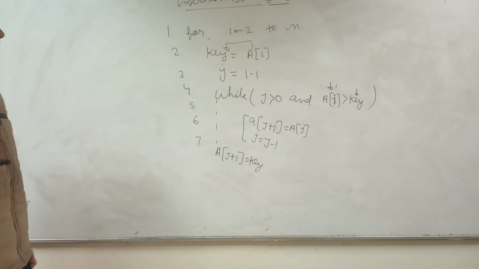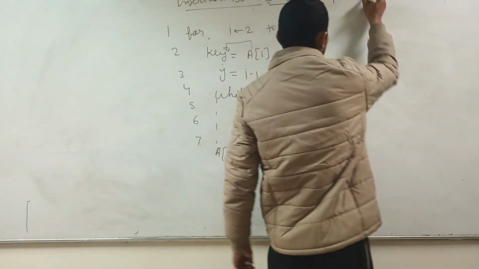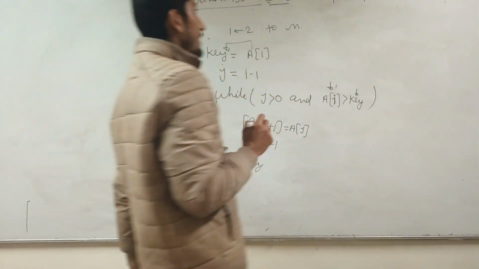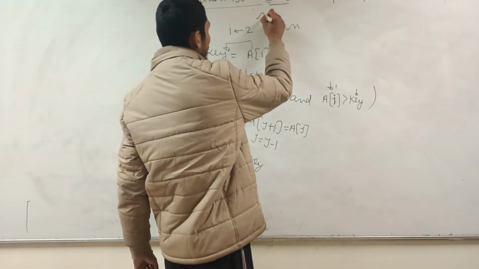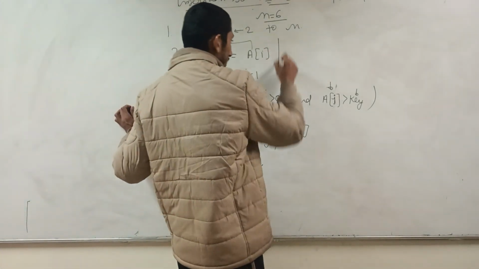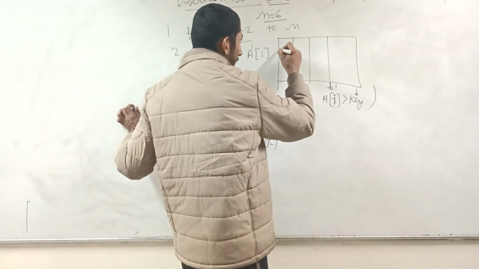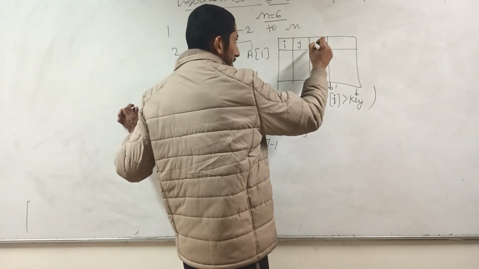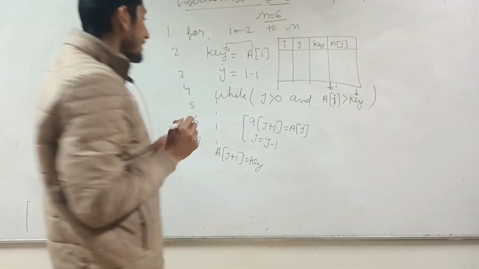Let me run the algorithm for you. Let's say the elements are 13, 1, 4, 9, 6, 2. So what is the value of n? The value of n will be 6. It is better to make a table like this. Here I will write the value of i, here the value of j, here the value of key, and here the value of A[j]. So let's run the algorithm.